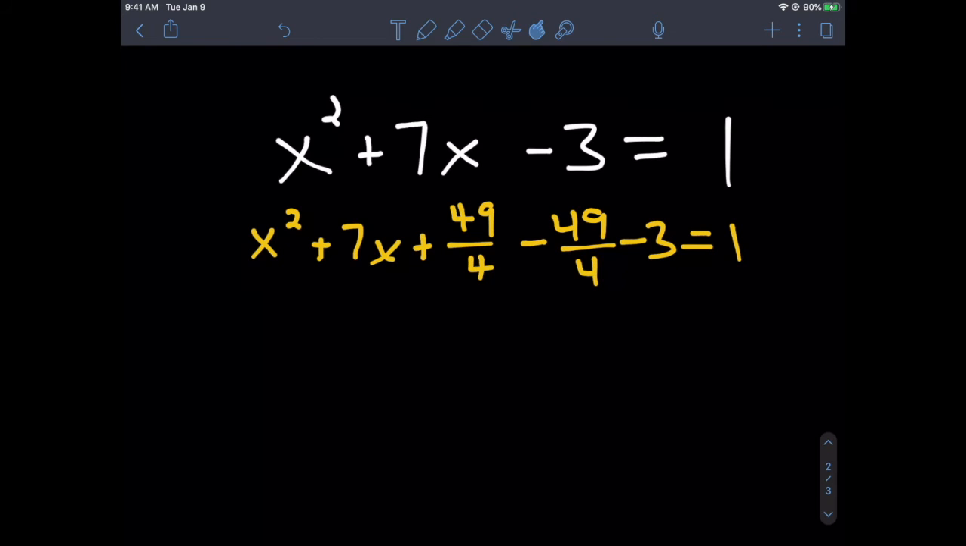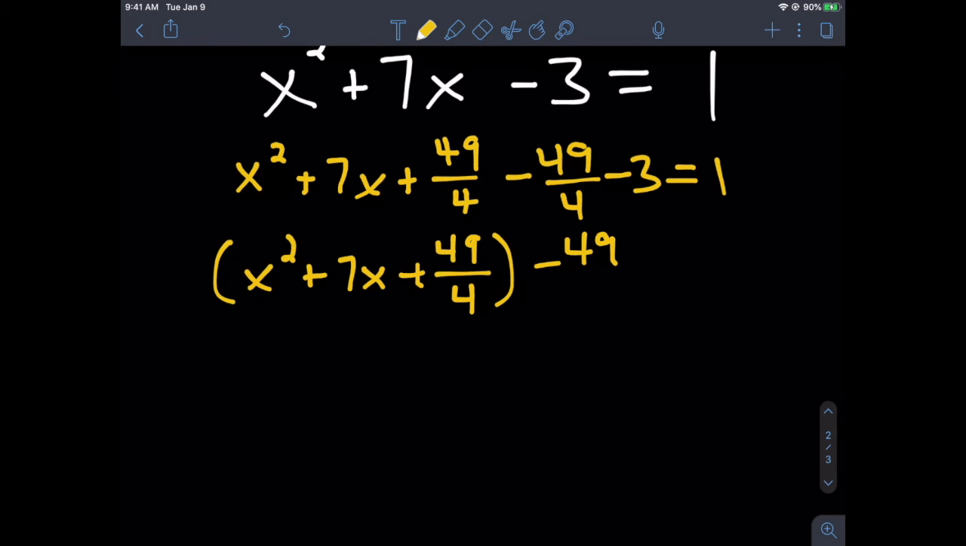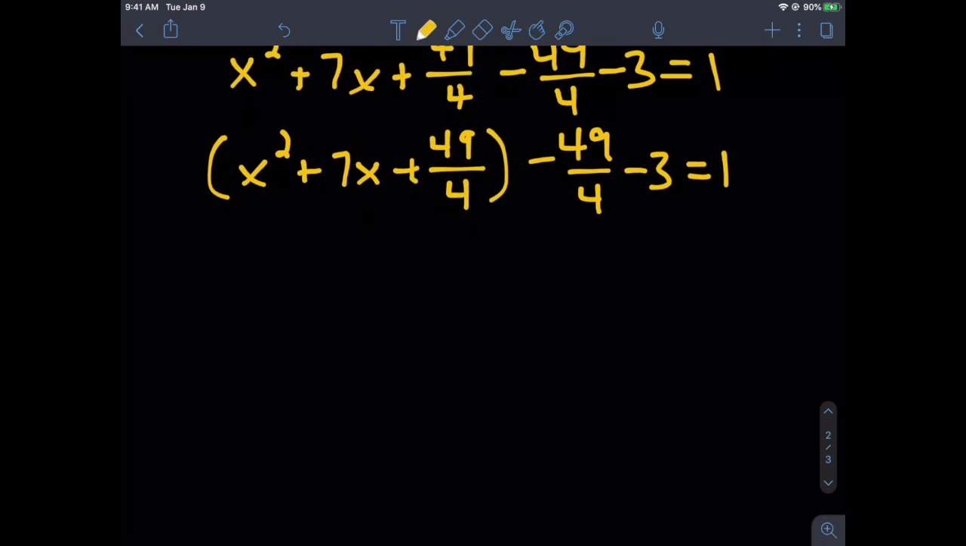rest of our equation. We'll separate our perfect square trinomial in parentheses like we normally do, so that's x squared plus 7x plus 49 over 4, and then keep the rest outside of the parentheses because right now we don't quite care about them just yet. And then, of course, we will factor, combine our like terms, and then continue solving. That perfect square trinomial is going to factor down into x plus 7 over 2 squared.